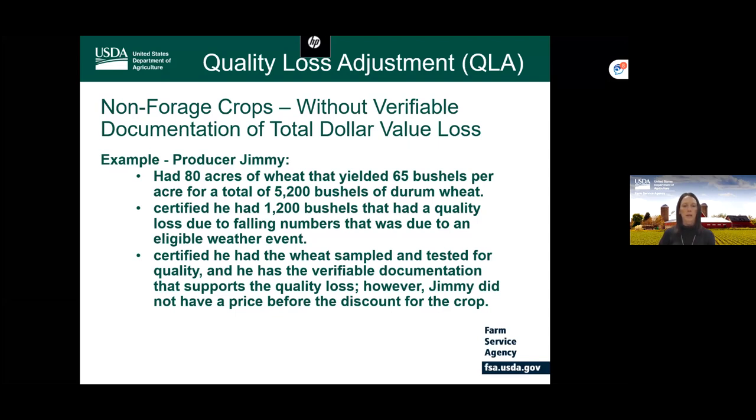He also certified that he had the wheat sampled and tested for quality, and he has the verifiable documentation to support the quality loss. However, Jimmy did not have a price before the discount for the crop.